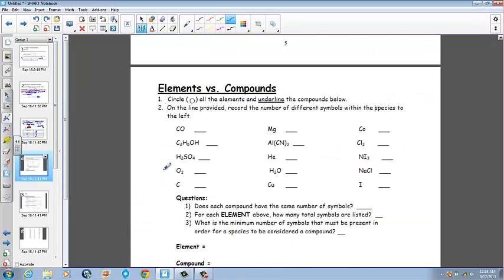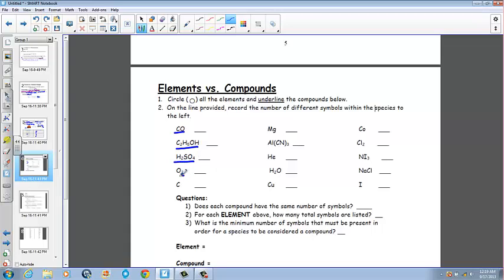All right, going on. So let's go to page 6. Elements versus compounds. So number 1 says circle all of the elements and underline the compounds below. So we'll do this together. On the lines, we're going to record the number of different symbols within the species. So we call all of these things here species. Okay? Well, we have a C and an O. If you look at your periodic table and your reference tables, you'll see 2 symbols here. So we are going to underline this because this is a compound. So we're going to actually start with just doing number 1. This is a compound. You see 2 or more symbols.